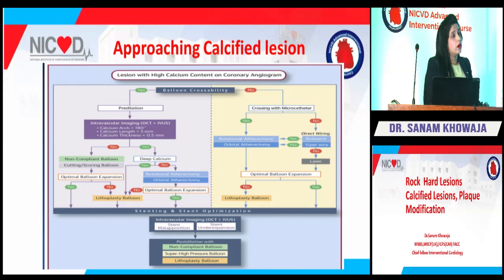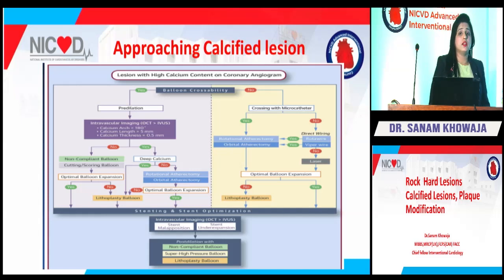But if you are able to pass the balloon first, you do a pre-dilatation, and then you go through the calcium classification algorithm which we talked about right now. If calcium arc is greater than 180, if the length is greater than 5 mm, if the thickness is greater than 5 mm, that is all the OCT score and the IVUS score we talked about right now. And any one of them which shows the severity of the calcium, you should directly go for atherectomy in those patients.